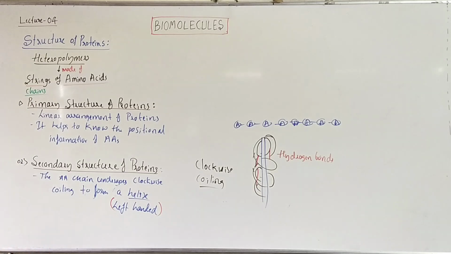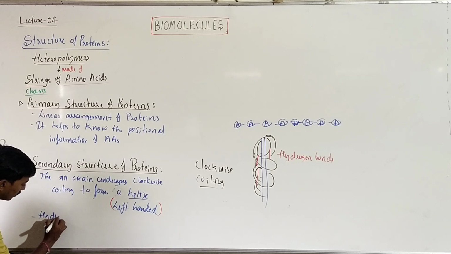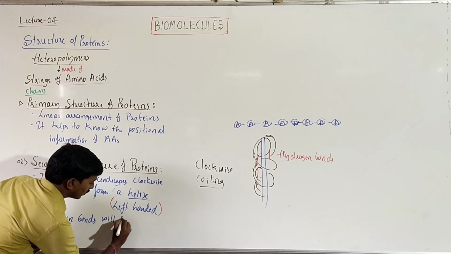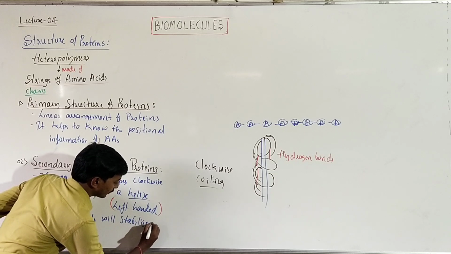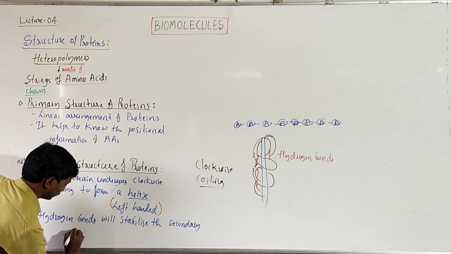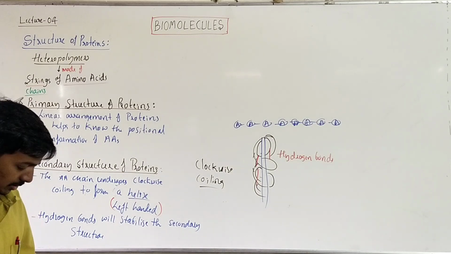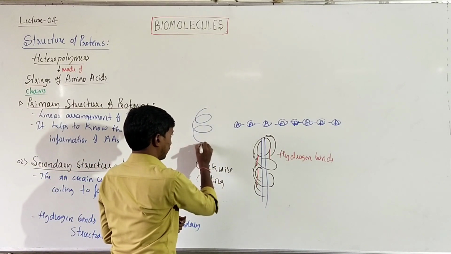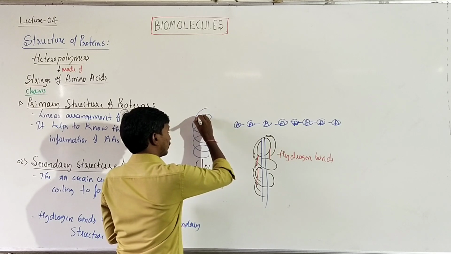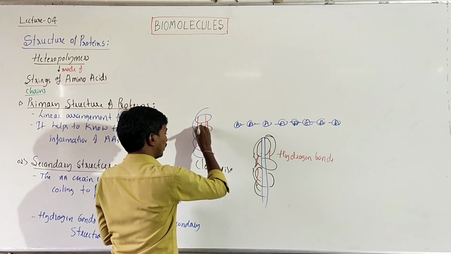Okay, better I will write it. Hydrogen bonds will stabilize the secondary structure. Hydrogen bonds will stabilize the structure when there is a clockwise coiling. Here the hydrogen bonds between this and this, bond between this and this, bond between this and this, like that the bonds will keep on forming.